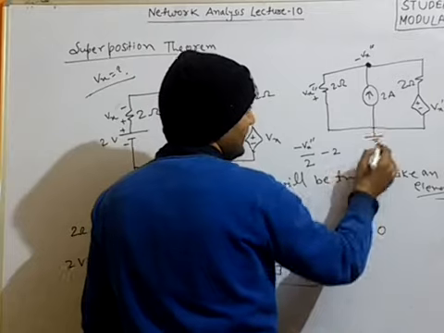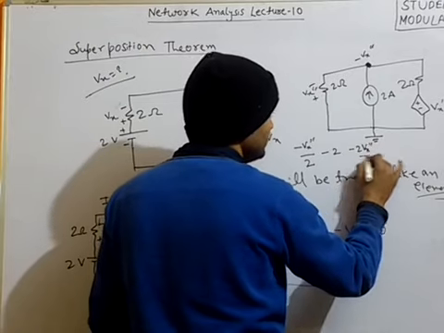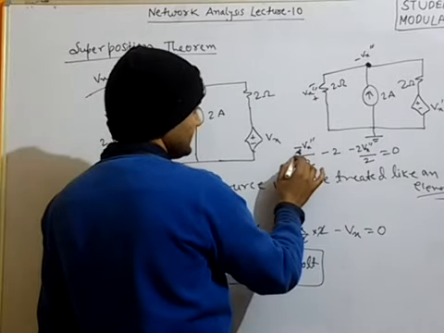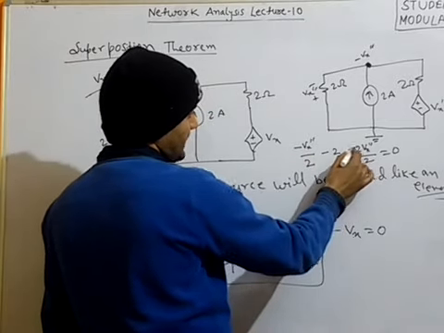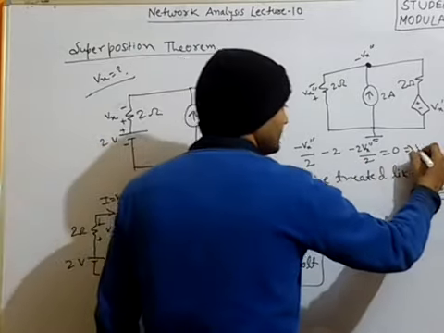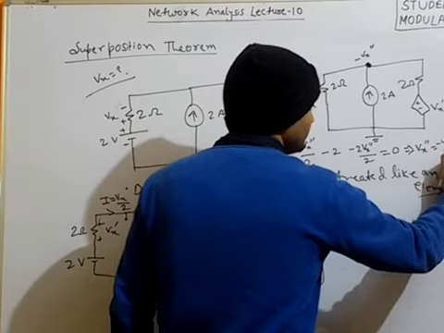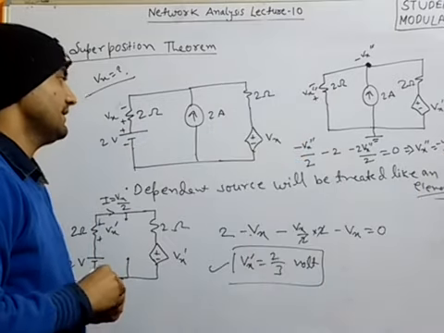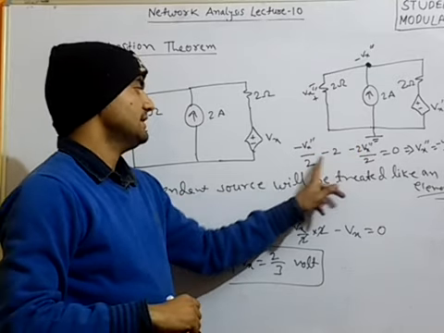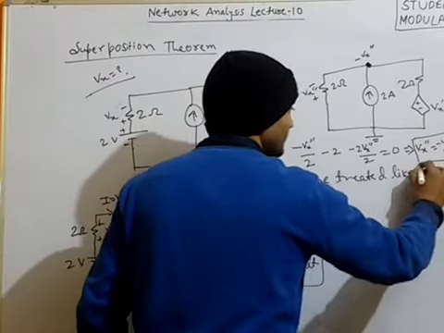and minus Vx double dash minus Vx double dash, so minus 2 Vx double dash divided by 2 equals to 0. So simply we can write it, and minus Vx double dash by 2, so minus 3 Vx double dash by 2 will be equals to 2. So overall we will get Vx double dash equals to minus 4 by 3 volt. Okay, easy calculation. Minus 3 Vx double dash by 2 equals to 2. So 2 into 2 is 4, minus 4 by 3.